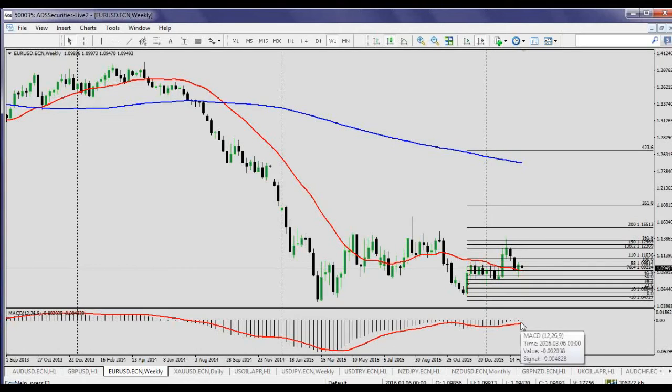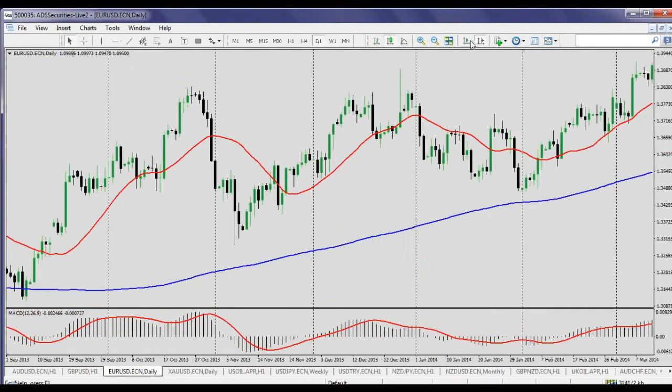The MACD is almost at the zero level. It's just slightly below the zero level, negative 0.002 level at this given moment. So nonetheless, we are still bearish, but we will be looking for possible bullish developments on weekly time frame.